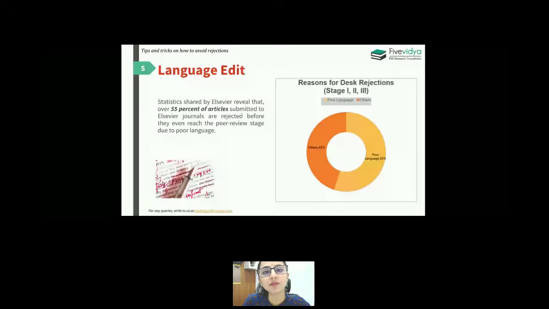Next comes the point of language edit. If you see the statistics of Elsevier journal, it will reveal that over 55% of the articles submitted to Elsevier are rejected even at the first stage because of language errors, grammatical errors, or other editorial errors. So you should be very careful in that, because this can lead to rejection at any of the stage 1, 2, and 3 screening.